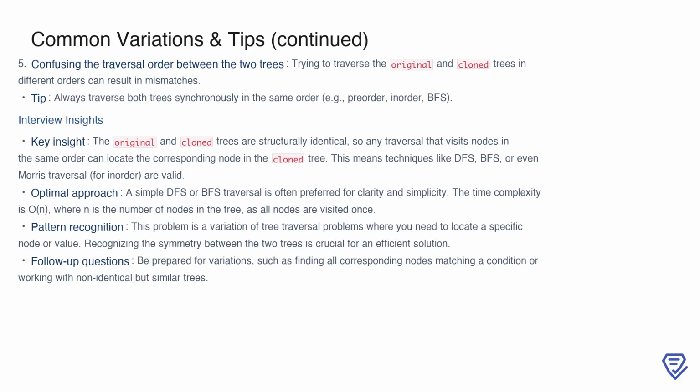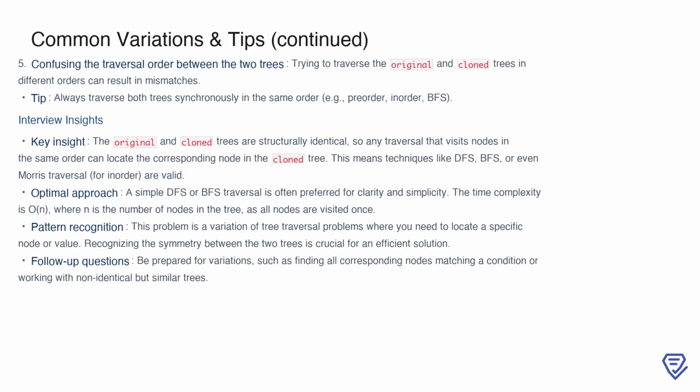Now, a key insight for solving this problem lies in recognizing that the two trees are structurally identical. This means any traversal method that visits nodes in the same order can successfully locate the corresponding node in the clone tree. Techniques like DFS, BFS, or even Morris traversal for inorder can all work here. However, a straightforward DFS or BFS is often the most optimal choice for its simplicity and clarity, with a time complexity of O(n), where n is the number of nodes in the tree.